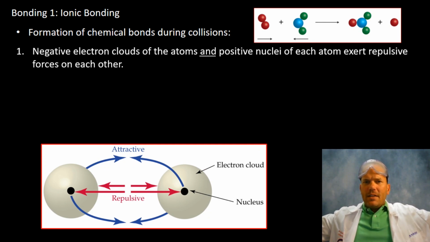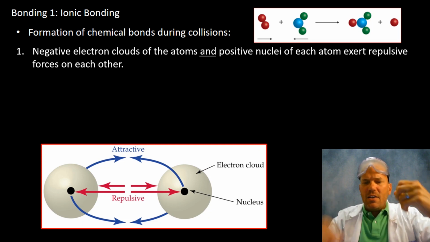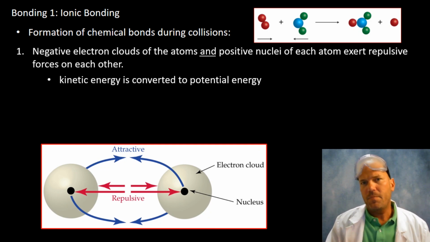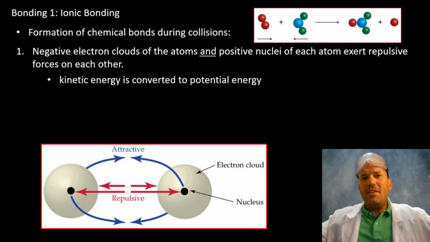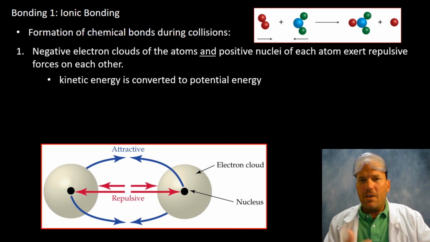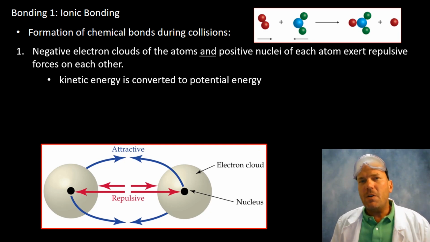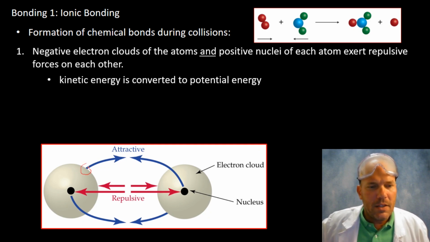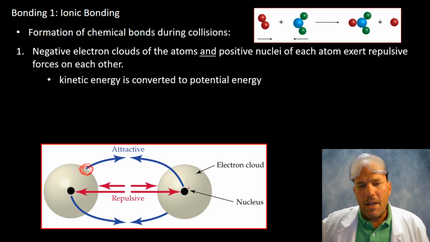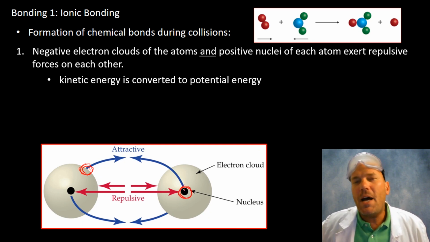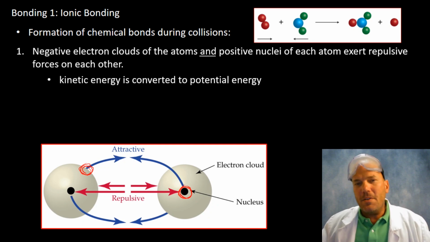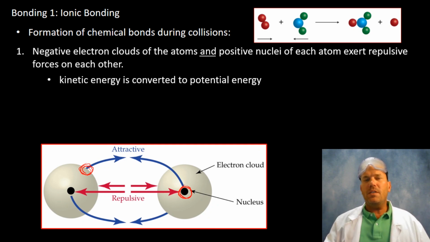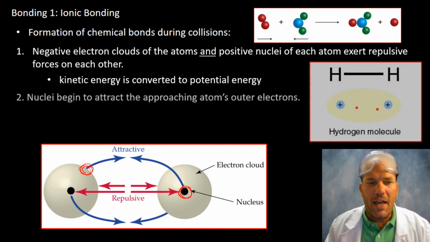So during the collision, they're getting closer. Kinetic energy is converted into stored or potential energy. Now, as they get even closer, there's another interaction that occurs, and this one is an attractive interaction and not a repulsive, and that is between the electron cloud of one atom and the nucleus with its positive protons in the other atom. So all of these forces, both attractive and repulsive, are occurring at the same time.